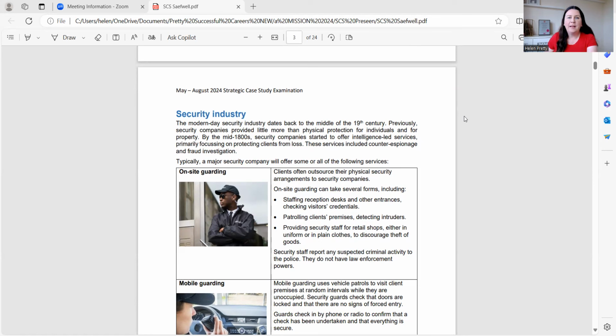Typically, a major security company will offer some or all of the following services. Service 1, on-site guarding. Clients often outsource their physical security arrangements to security companies. On-site guarding can take several forms, including staffing reception desks and other entrances, checking visitors' credentials, patrolling clients' premises and detecting intruders, providing security staff for retail shops, either in uniform or in plain clothes, to discourage theft of goods. Security staff report any suspected criminal activity to the police. They do not have law enforcement powers.